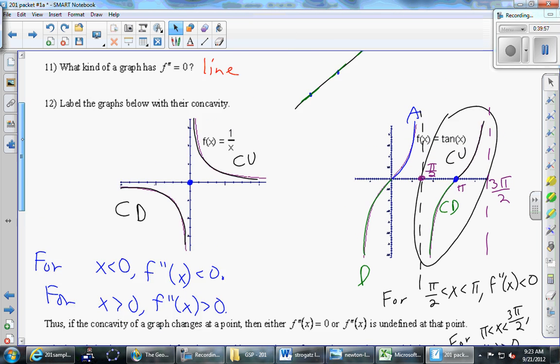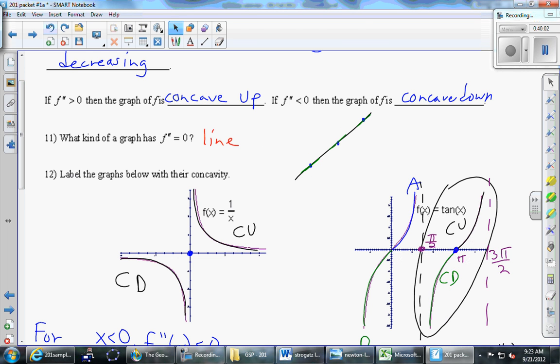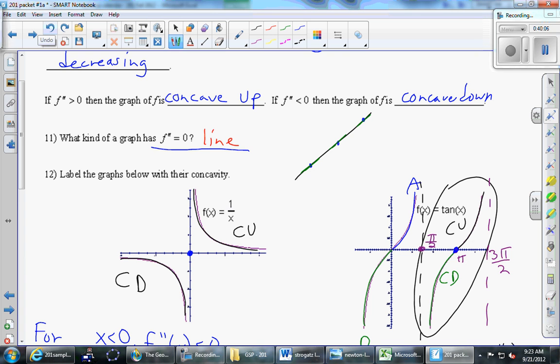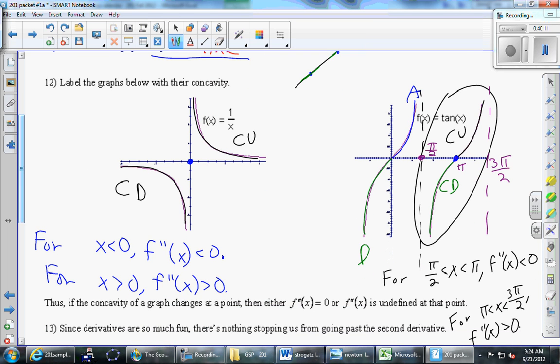Right up above, we said if the second derivative is 0, then you must be coming from a line. So that means that this part right in here that looks really, really close to being a line, the second derivative must be 0 there. So that's another place where we might change concavity.